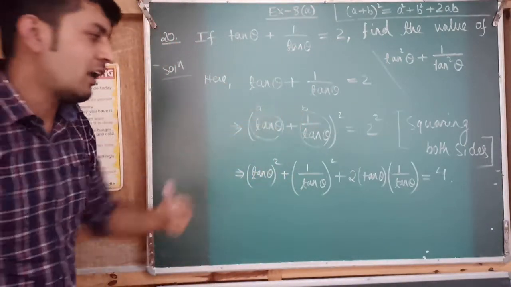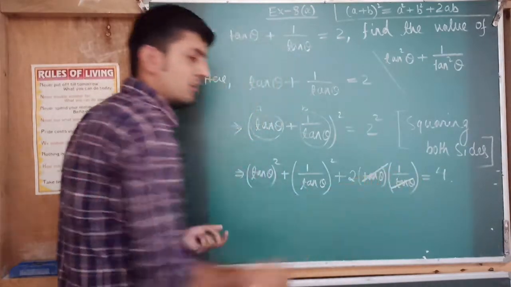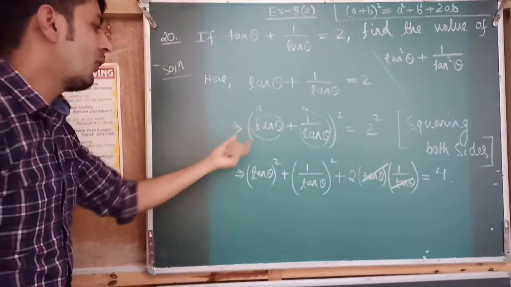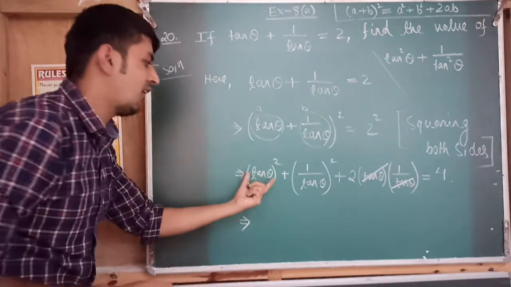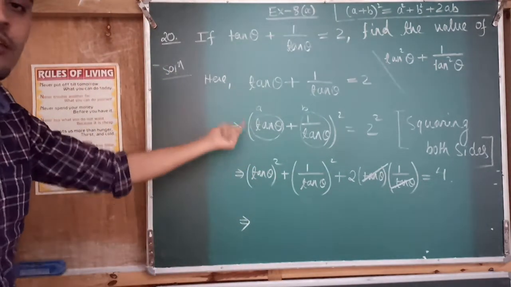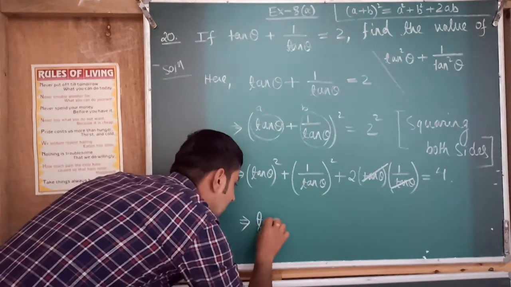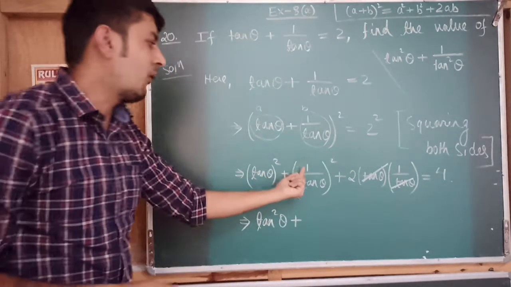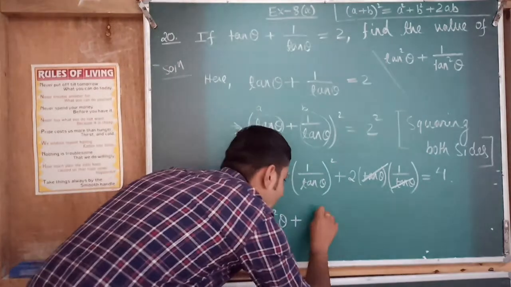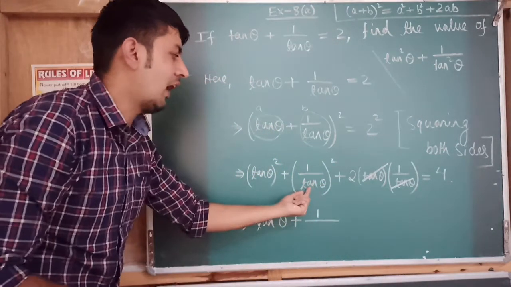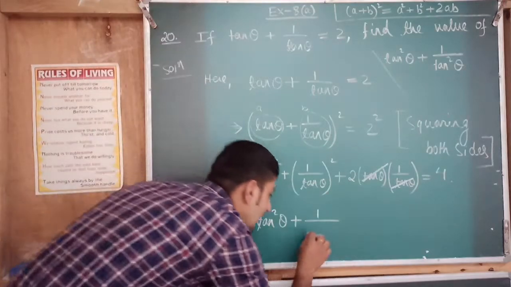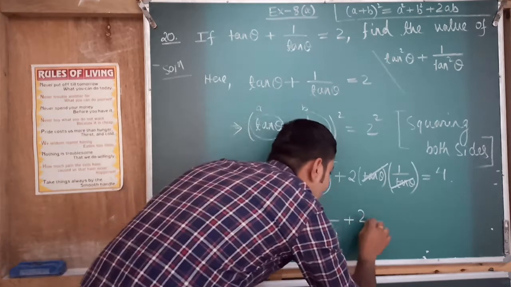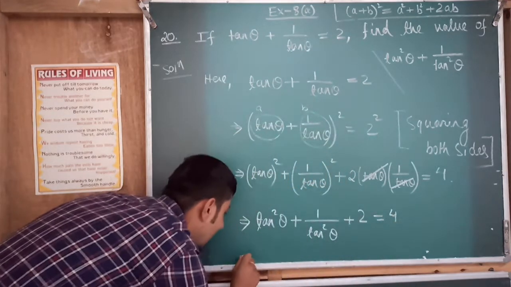Now, let us simplify it. This tan and tan you can cancel, because 1 is there in the numerator and 1 is there in the denominator. So what is tan theta whole thing square? It is tan square theta. What is 1 by tan theta whole thing square? 1 square is 1, and your denominator, tan theta whole thing square, will become tan square theta. So plus 2 is equal to 4.